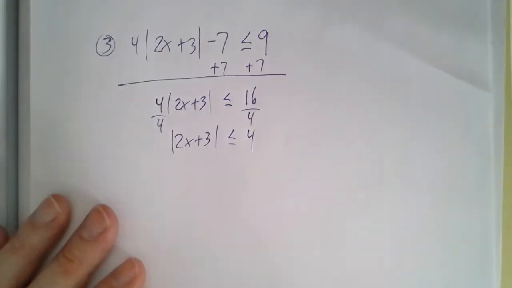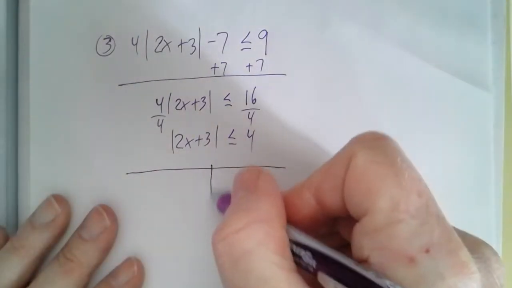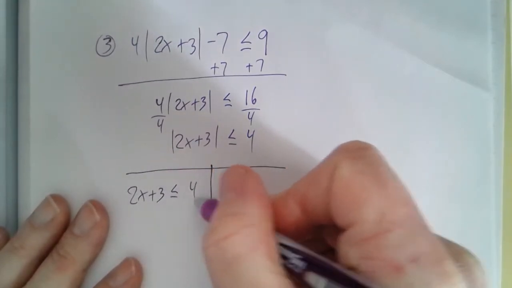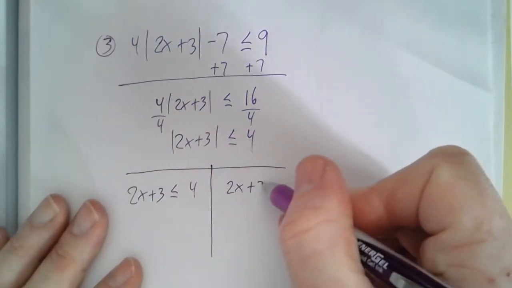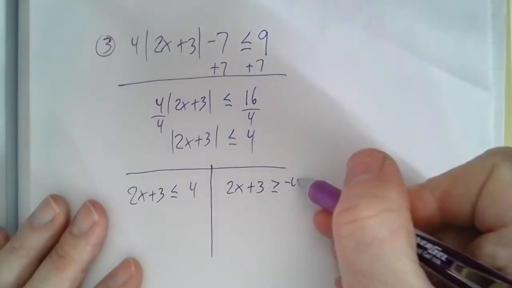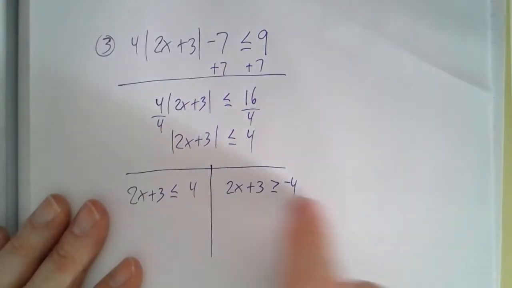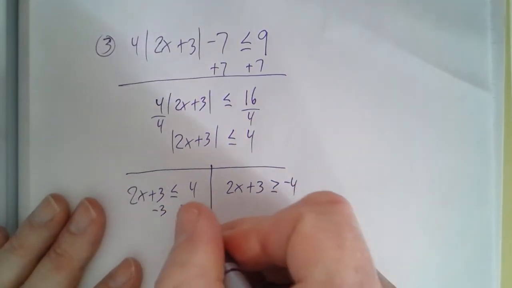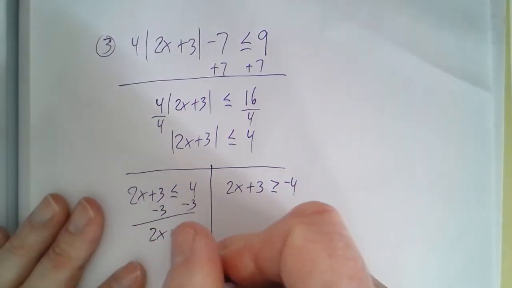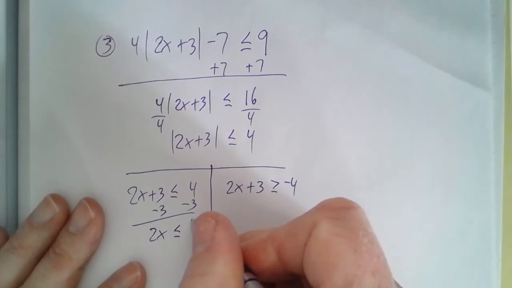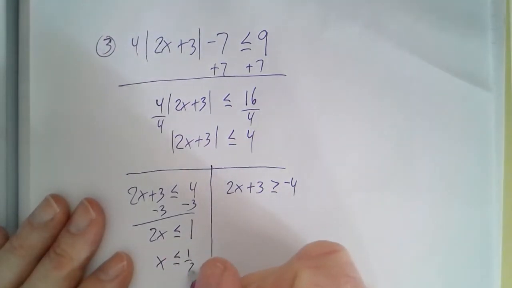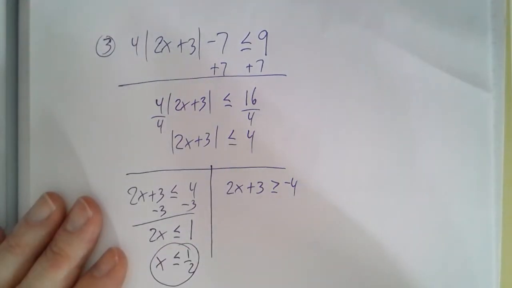Now we're going to break it up into 2 equations. So we get 2x plus 3 is less than or equal to 4. 2x plus 3 is greater than or equal to negative 4. Remember, it's positive 4 and negative 4. Flip the inequality around. Okay, subtract 3. And we get 2x is less than or equal to 1. X is less than or equal to 1/2, by dividing by 2.